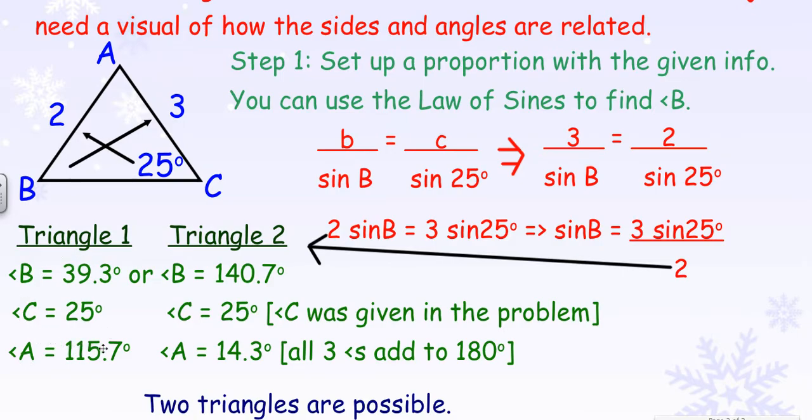Now look at triangle 2. In triangle 2, in quadrant 2, angle B would be 140.7 degrees. Again, angle C is given to me as 25 degrees. When I add the two of them up and subtract from 180, I get 14.3 degrees for angle A, which works because all three add up to 180. So in this particular case, two triangles are possible: one with these measurements for A, B, and C, and the second triangle with these measurements for A, B, and C. These are the model problems, or the worked out problems, for the law of sines.